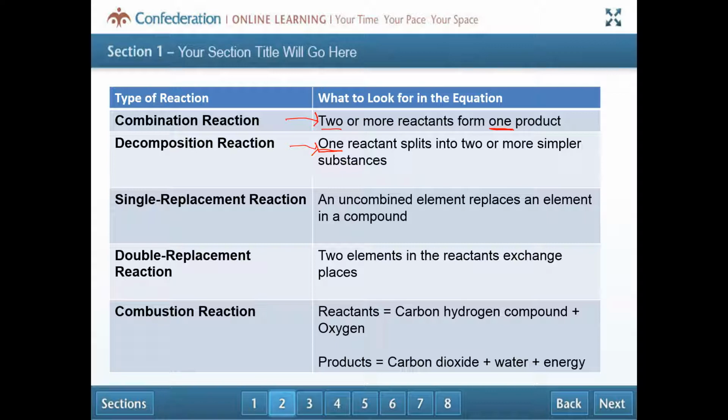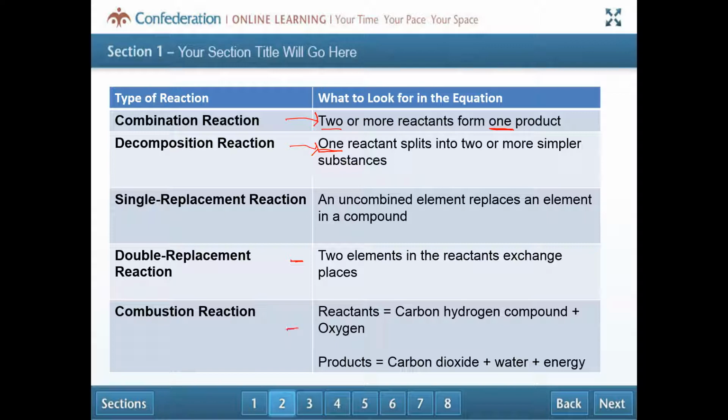The next one would be a single replacement. This is one where you've got one little uncombined element, and it's kicking out the element in a compound. So they're rearranging. So that's a single replacement. Double replacement is very similar. So you've got two compounds, and then elements in those compounds are switching places so that you end up with two different compounds in your products.